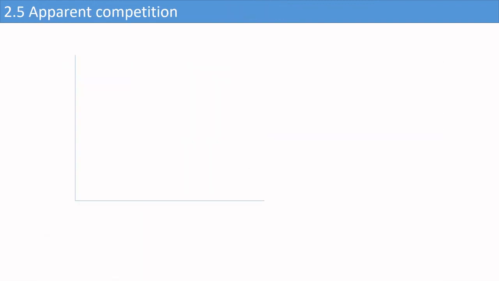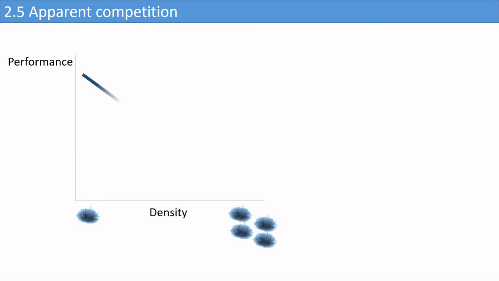And I think this is the last type of classifying competition that we're going to see today. It is what we call apparent competition. It is when we observe a decline in the performance of individuals as density increases, which we already saw, but this decline in performance is not due to competition for resources or to interference, but it is due to some other interaction that we didn't measure.